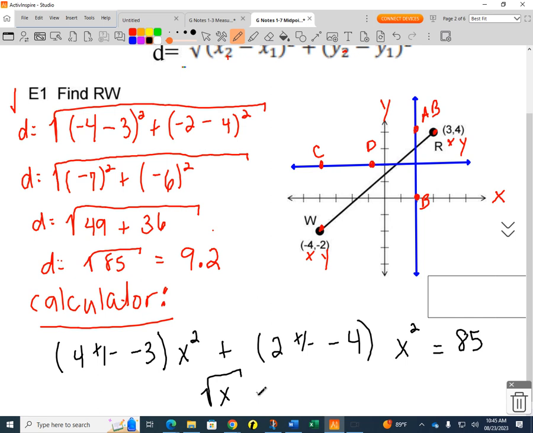Minus 4, close your parentheses, x squared again, and equals. Now, the last step is this button. Put it into square root. Ta-da! And so the answer is 9.2. We're going to round to the 10th place. Alright? Anybody have a question on that? Okay, we're going to move on.